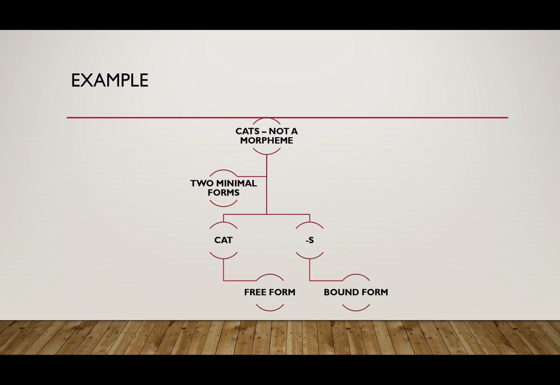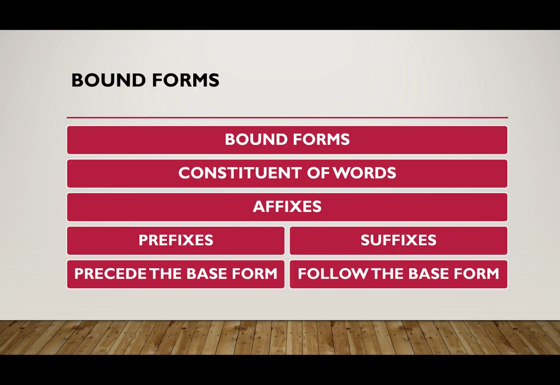Right. So now take the next example, a different form of the same word, that's cats. It's not a morpheme here. Cats is not a morpheme. Why is it not a morpheme? Because it can be split into two minimal forms. What are those two minimal forms? Cat and S. Cat is a free form and S is a bound form. Okay. So now what are bound forms?